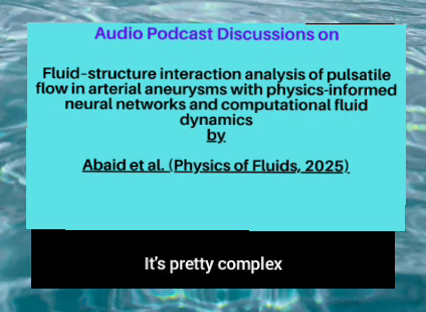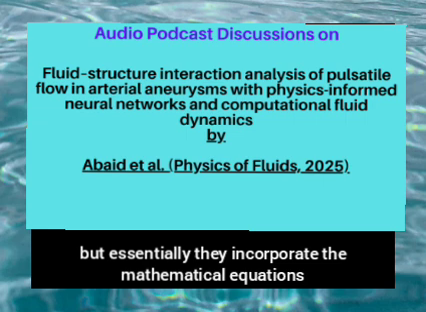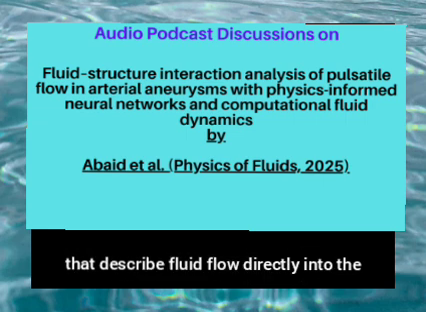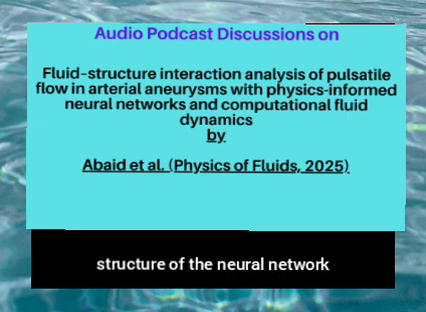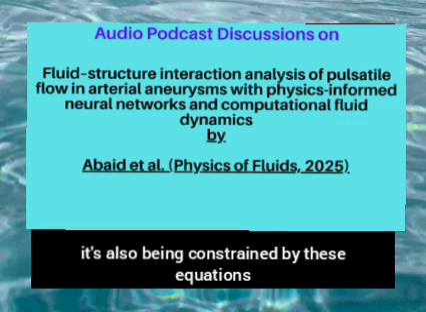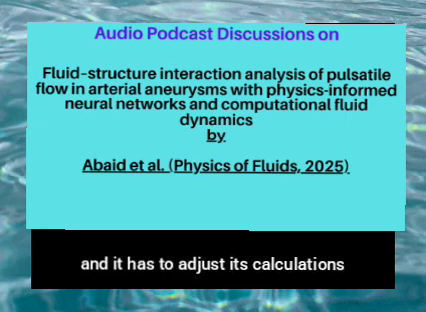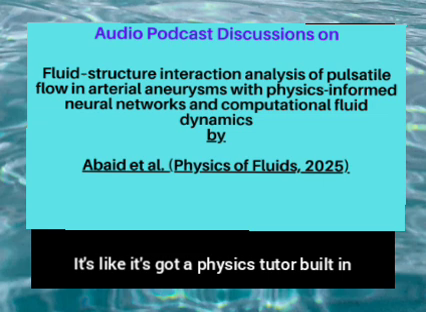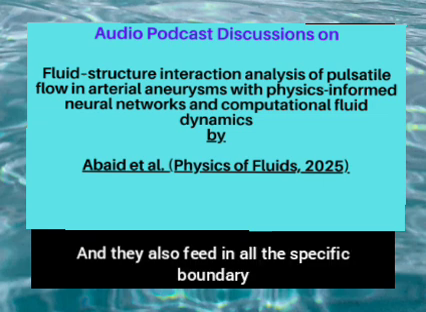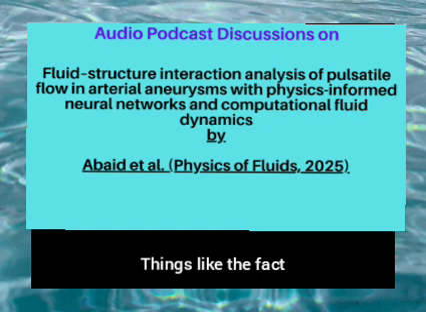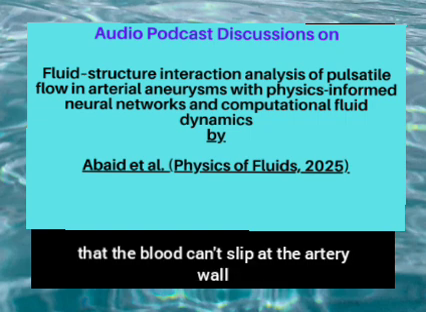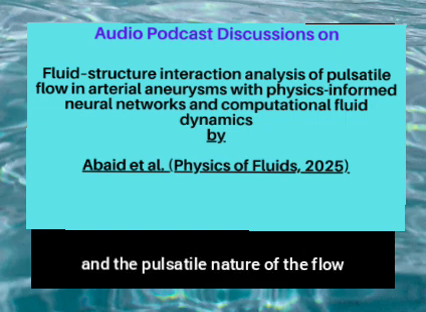It's pretty complex, but essentially they incorporate the mathematical equations that describe fluid flow directly into the structure of the neural network. So it's not just learning from examples, it's also being constrained by these equations. Exactly. So if the network's predictions violate those equations, it gets penalized and it has to adjust its calculations. It's like it's got a physics tutor built in. Yeah, kind of. And they also feed in all the specific boundary conditions of the problem. Things like the fact that the blood can't slip at the artery wall and the pulsatile nature of the flow.